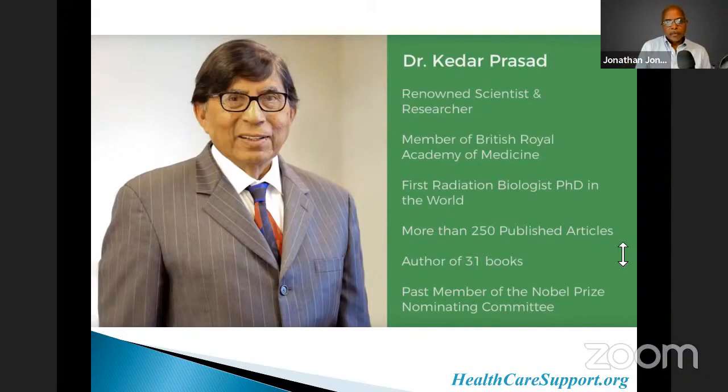And the second best investment that you can make is to get to know something about this man right here. This is Dr. Keith Prasad. He's a world-renowned scientist, member of the British Royal Academy of Medicine, first radiation biologist PhD in the world. This man is so brilliant. That's a 7-year course to become a radiation biologist PhD, a 7-year course. And Dr. Prasad finished it in 3 years and became the world's first radiation biologist PhD. That's a big deal that happened with this man.